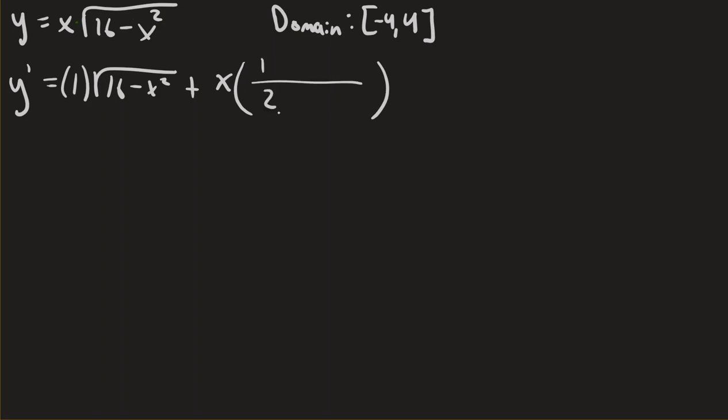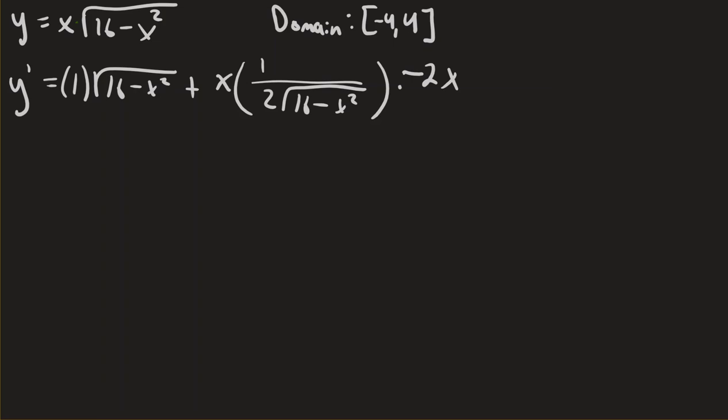Bring the power down, lower the power by 1, and looks like I need to apply the chain rule here. Take the derivative of the inside part, and that would be times a negative 2x. Alright, so that's pretty messy.